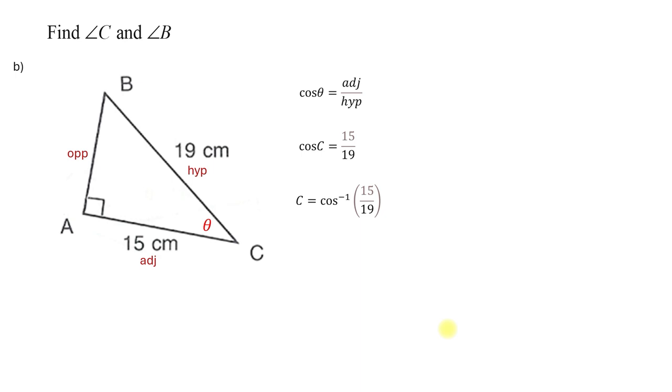C by itself will equal the inverse cosine of 15 over 19. And punching this into our calculator will give us a value of 37.9 degrees for angle C. And once we know angle C is 37.9 and angle A is 90, we can subtract the sum of those two angles from 180 to give us an angle B of 52.1 degrees.